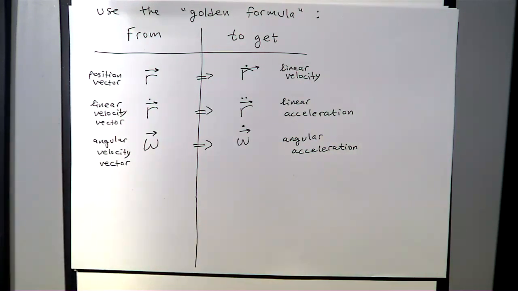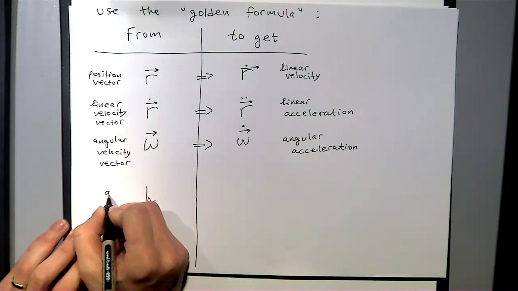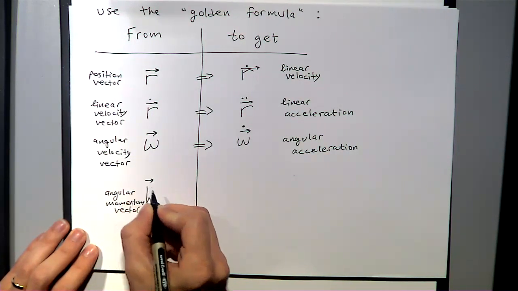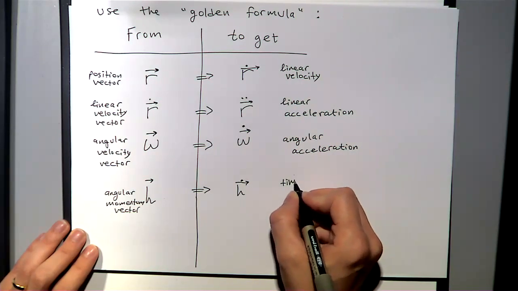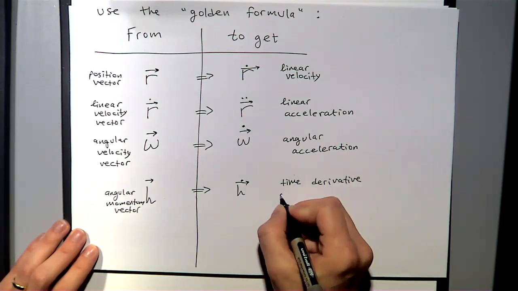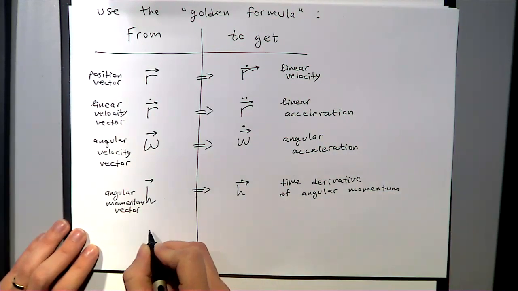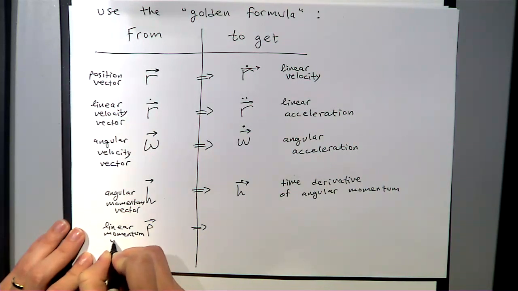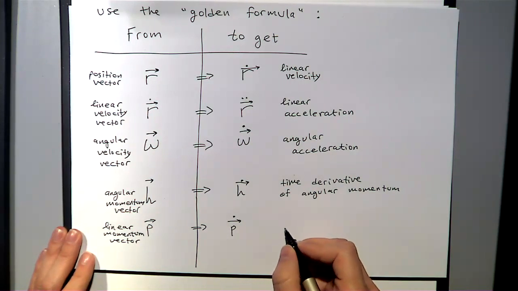Now you can apply the formula for essentially any vector. So I'll give you just a few more examples that we are not going to do today, but we are going to do later in the subject. So if you have the angular momentum vector, you can take its derivative to get essentially the time derivative of angular momentum. And similarly with linear momentum, P, you can get P dot, okay? So the time derivative of linear momentum.